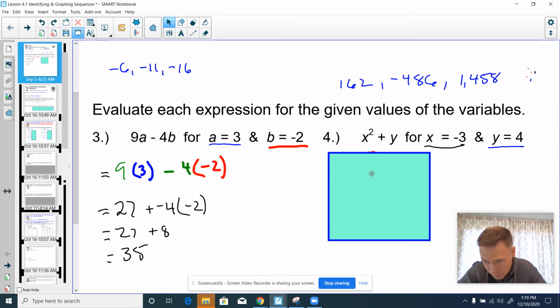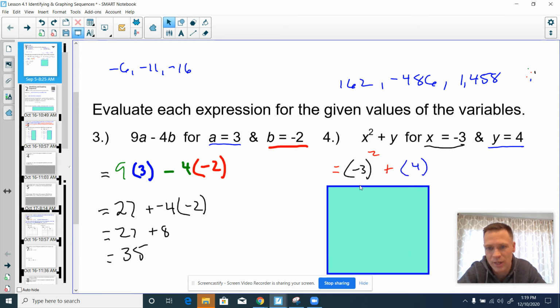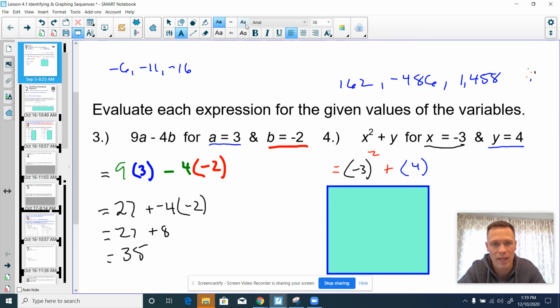Next one here, x squared plus y, and now x is -3 and y is 4. So I'm going to substitute first. So -3 goes in for x. And it's in parentheses, right? We talked a ton about how when we square something, if it's in parentheses, it becomes positive, and if it's not in parentheses, then it becomes negative, right? So just kind of rehash that one more time.